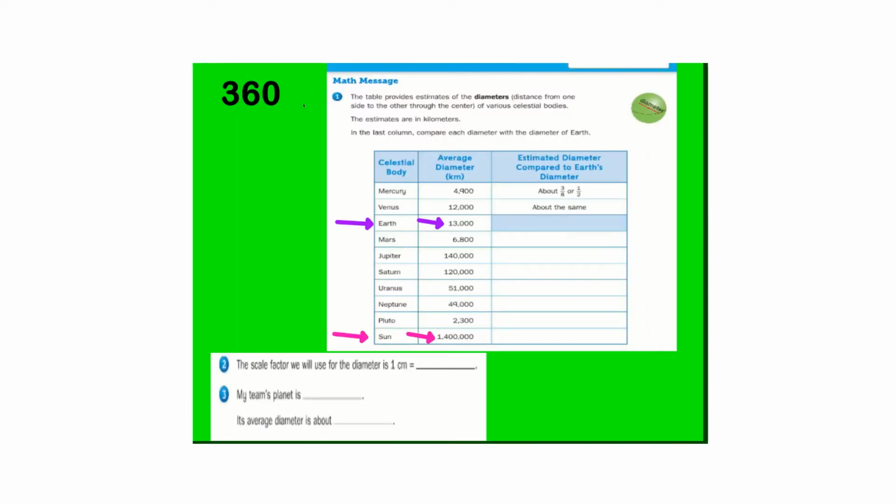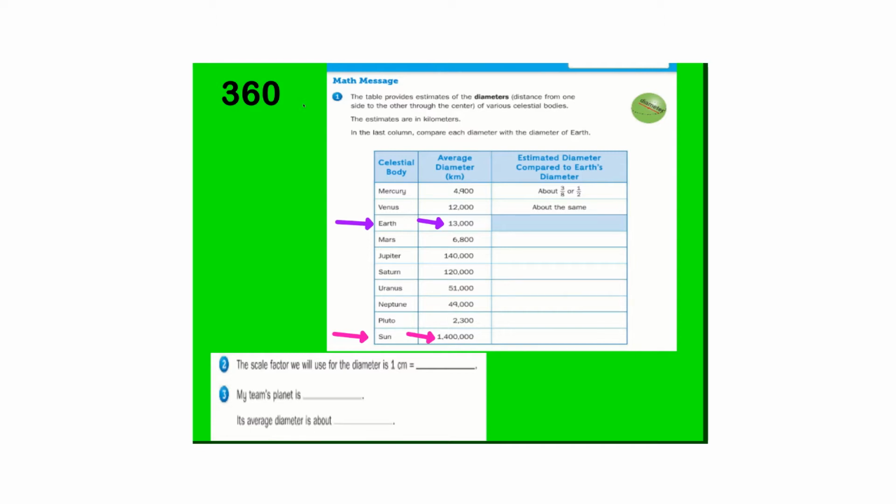Okay, so lesson starts on page 360. Looking at the planets and the diameter. It shows you a little picture up there. The diameter, they're talking about just going through the center of the Earth. So we're looking at Earth there. Earth's diameter is approximately 13,000 kilometers. And so we're going to compare the other planets to Earth.